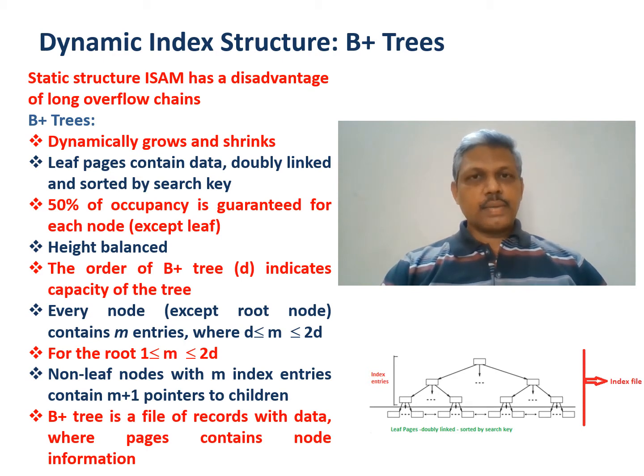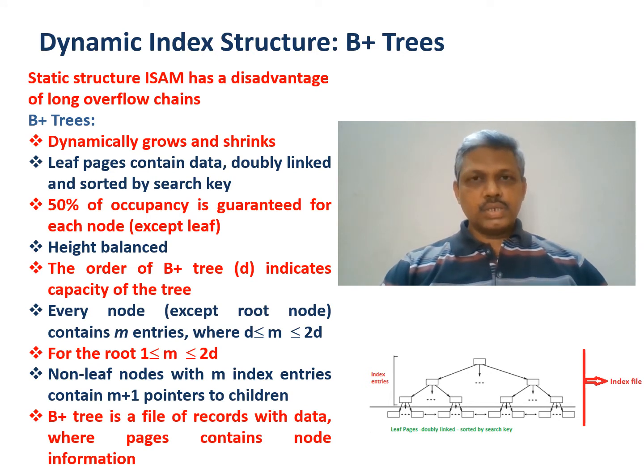This dictates the capacity of the tree, because it dictates the capacity of the node entries, where m indicates the node entries. And every node contains the key values and the pointers, just like in the ISAM. If there are m index entries, then m+1 pointers will be there, pointing to the children of the node.